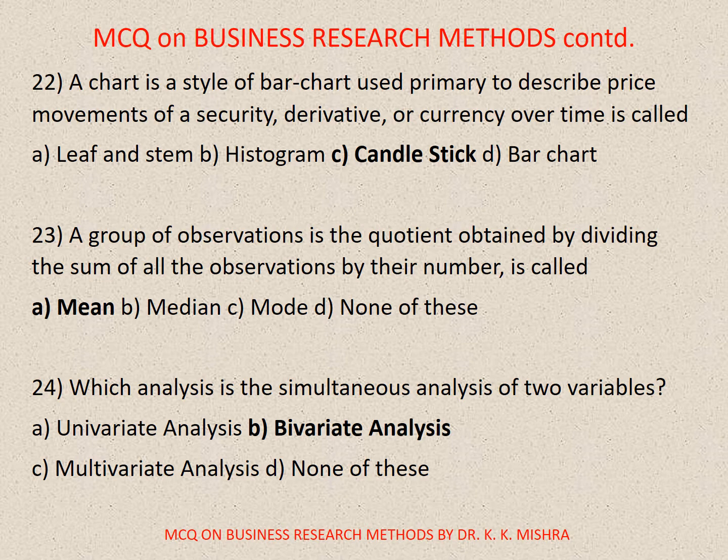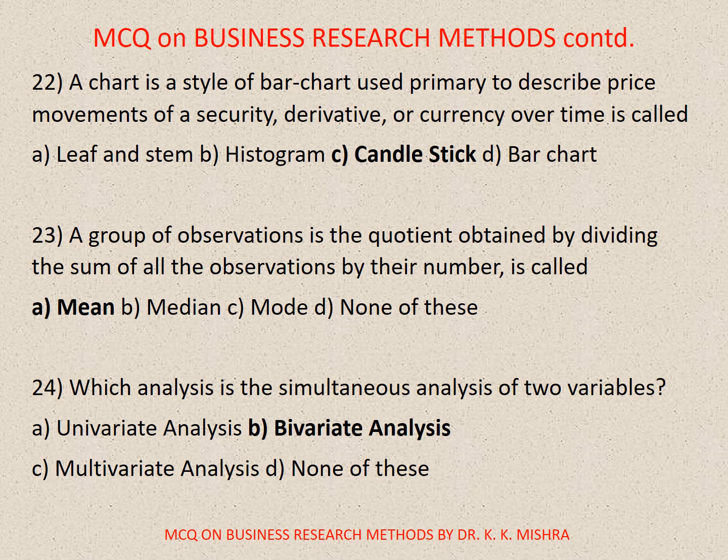Question number 23. For a group of observations, the quotient obtained by dividing the sum of all the observations by the number of observations is called. Options are A. Mean, B. Median, C. Mode, D. None of these. Correct option is A. Mean.